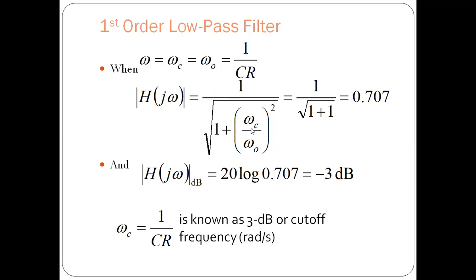So this will become 1. So 1 plus 1 squared is nothing but 2, root of 2. So 1 by root 2, and the value of 1 by root 2 is 0.707. So this is nothing but the 3 dB frequency.